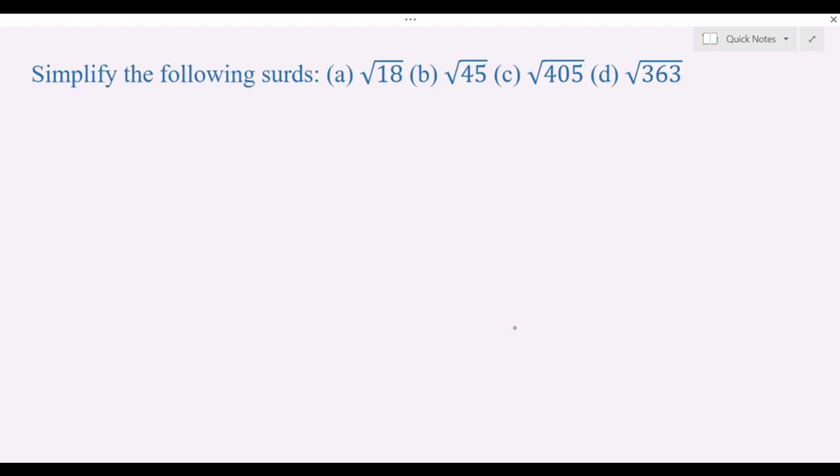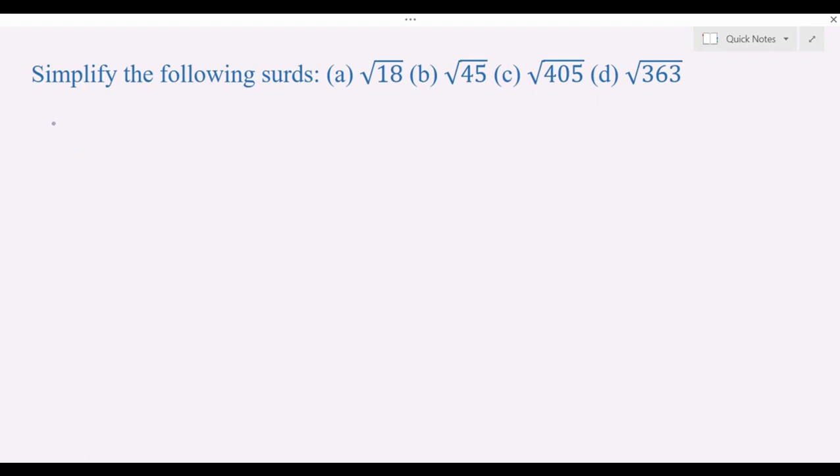Simplification of surds. Surds that can be simplified are surds that have perfect squares in them as factors. The idea of simplifying a surd is trying to bring out a perfect square as a factor from the number in the surd. We have examples here which I'm going to solve. So in simplification of surds, let us take them one after the other.